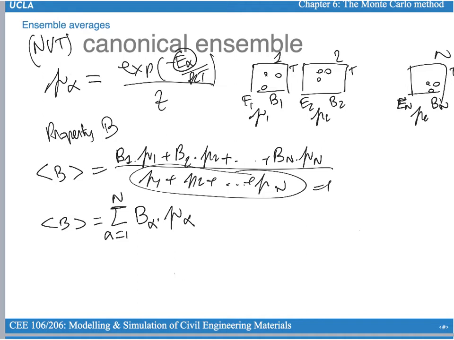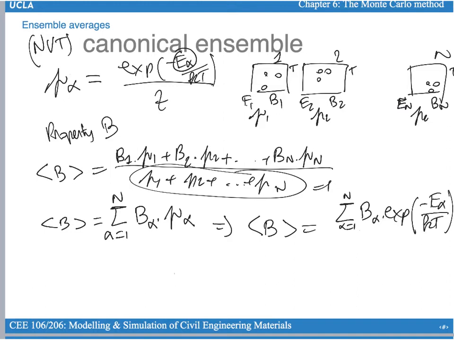So if we want to summarize this, if we replace P by its expression, it means that if you want to calculate the average value of a property B, whether this property is the energy, the pressure, etc., what you have to do is to calculate the sum for all the configurations that are accessible to the system of the value of this property B for the configuration alpha, multiplied by the probability that the system can indeed be in this configuration alpha, and then divide by the partition function. So this term here is the probability for the system to be in configuration alpha, and that's what you need to know if you want to calculate the average value of B.